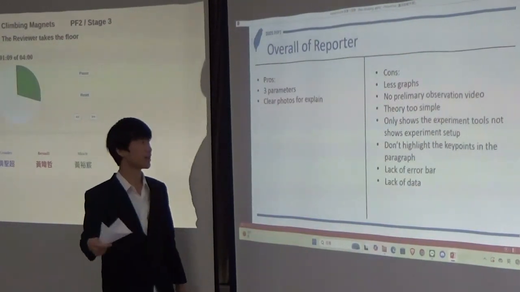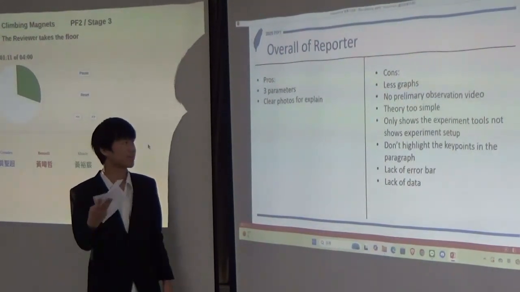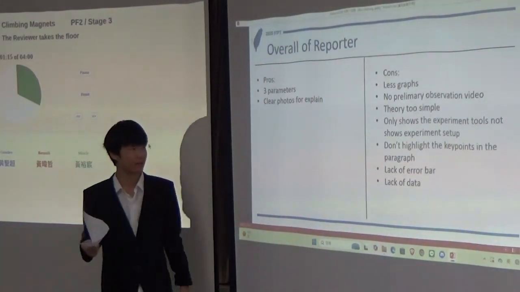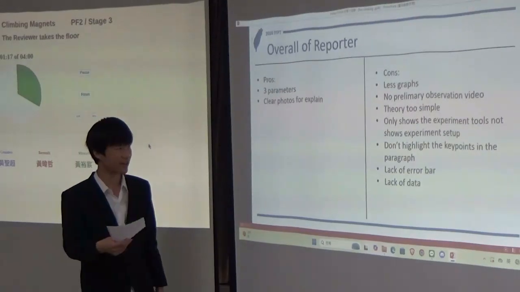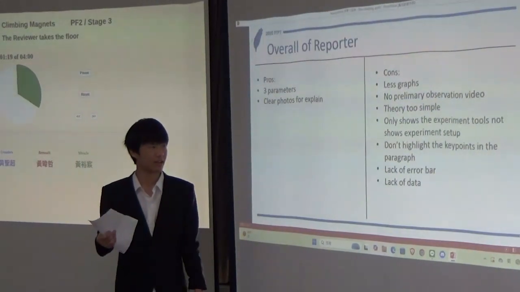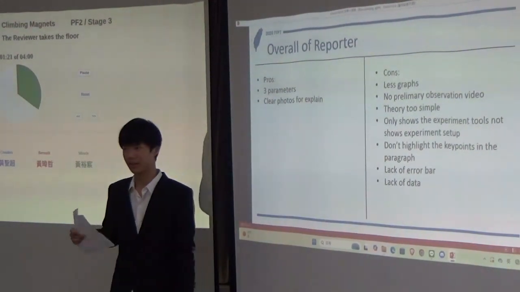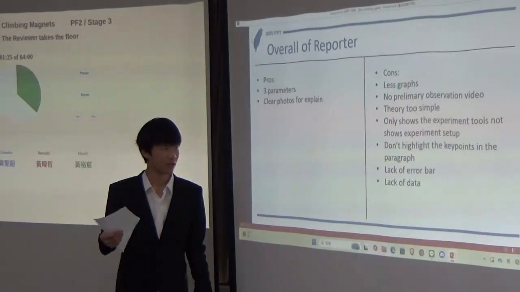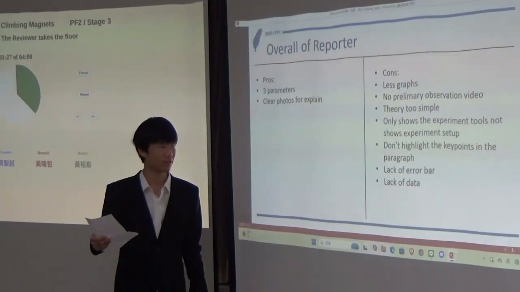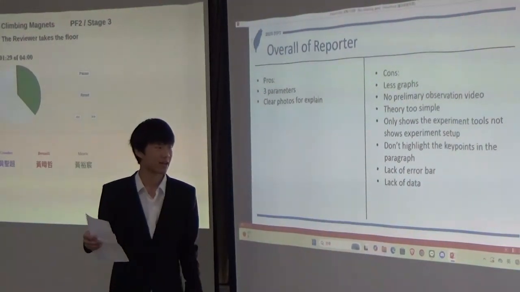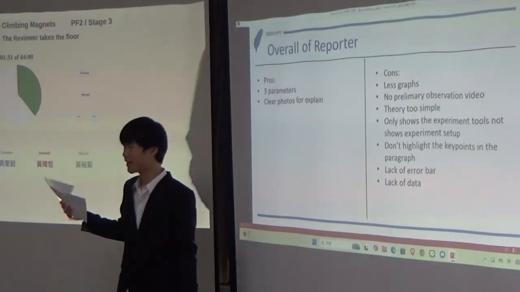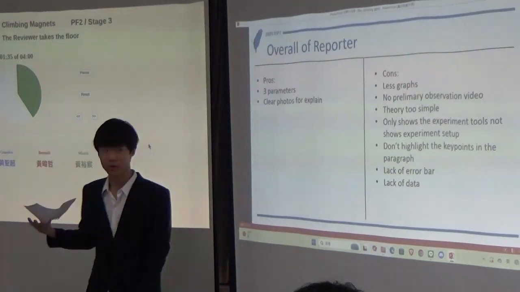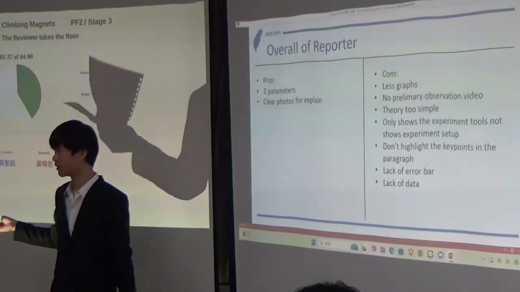And then is the overall of the report. They have some good things: they vary 3 parameters and have clear photos to explain. But they have few graphs and their theory is not quantitative. They only show the experiment tools but didn't show the setup. And they lack data, as they only use 3 data points in their diameter experiment.